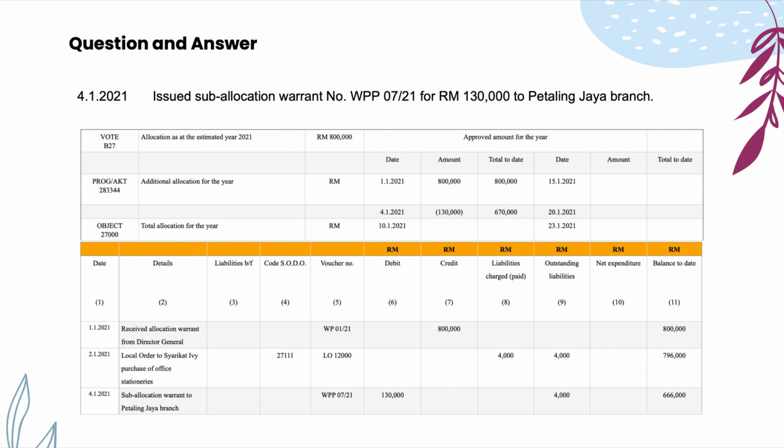So in Part 2, we will record a negative value and in Part 3 at the debit column, since this is not a liability. So we are just going to copy down the previous figure in outstanding liability. So the balance to date is reduced to 666,000 ringgit because the allocation has been reduced by 130,000 ringgit.